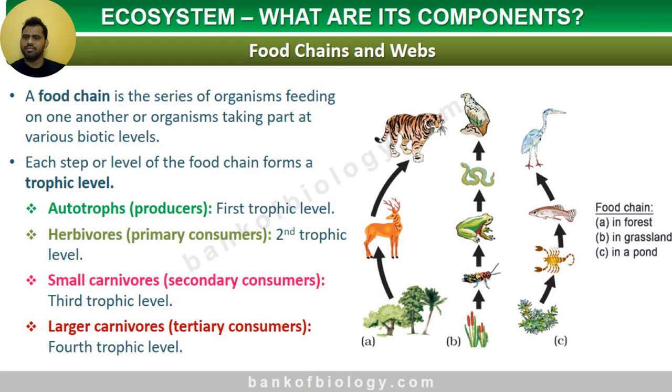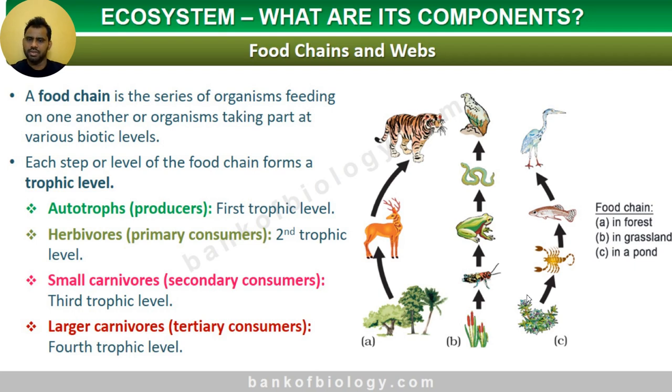That makes each step or level of the food chain form a different trophic level. First is the autotrophs, the producers. They are the first trophic level. The green plants, they are the producers, so they are autotrophs. They are the first trophic level. Second trophic level is the herbivores, the primary consumers, like the deer, the grasshopper, the scorpion. They are herbivores.